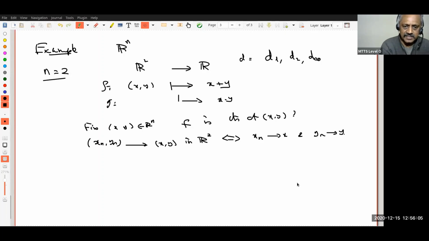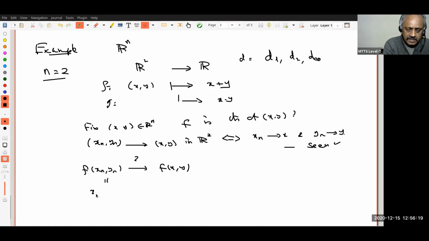Yes, we had already seen this. Now let us look at it. Then what am I supposed to show? I am supposed to show that f(xn, yn) converges to f(x, y). But what is this? This is xn plus yn. And what is this? This is x plus y. I want to know whether xn plus yn converges to x plus y.